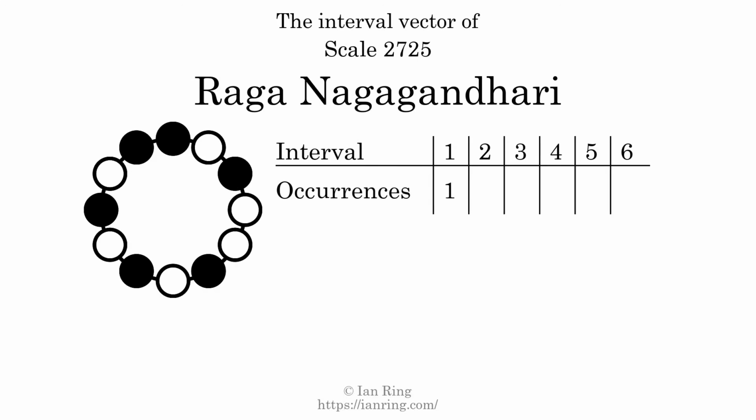There is one interval with a size of 1 semitone. It is here. There are 4 intervals with a size of 2 semitones. They are here, here, here, and here. There are 3 intervals with a size of 3 semitones. They are here, here, and here.